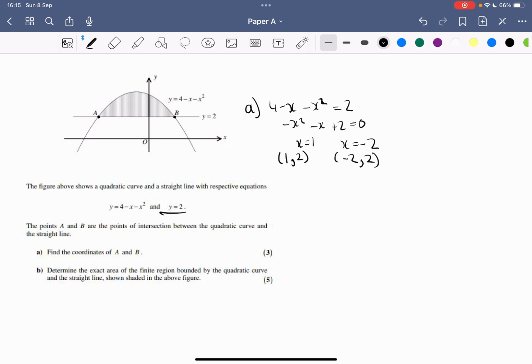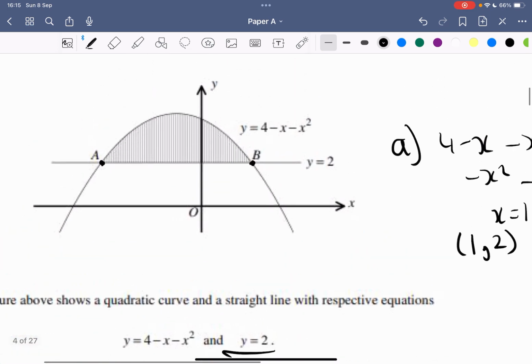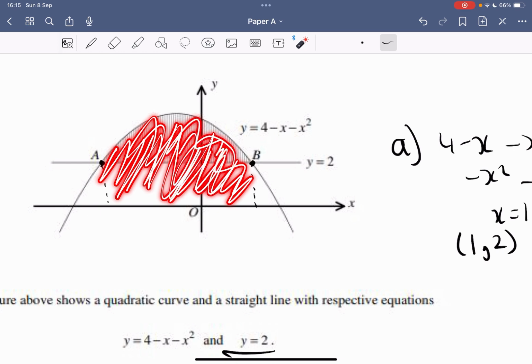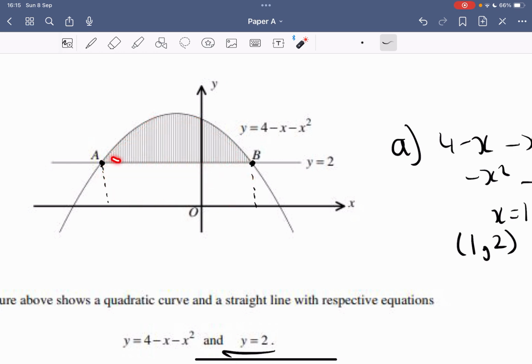Okay, so for this, if I was to integrate the curve, I would get all of this area, right? But I don't want all of that area, okay? I just want this one, this area over here.